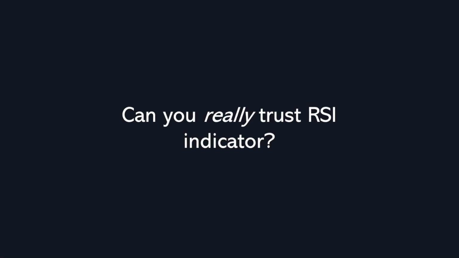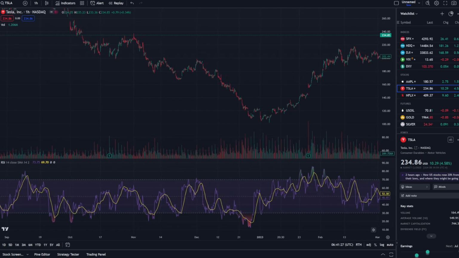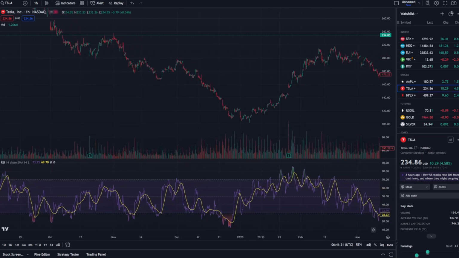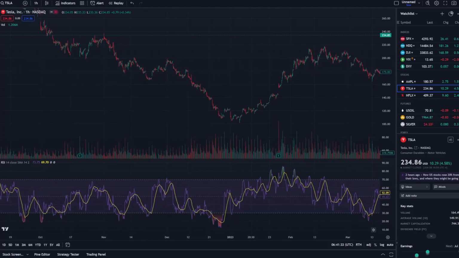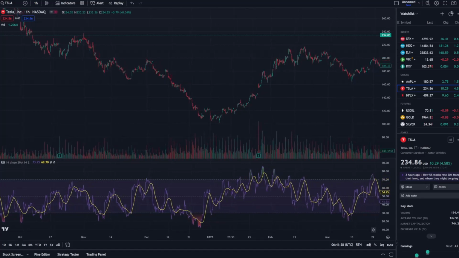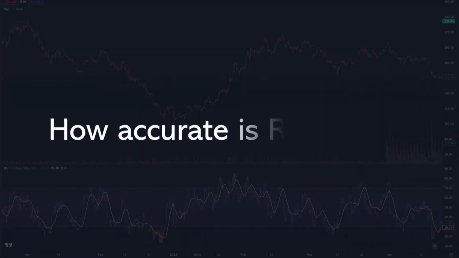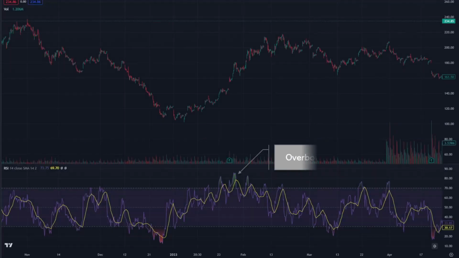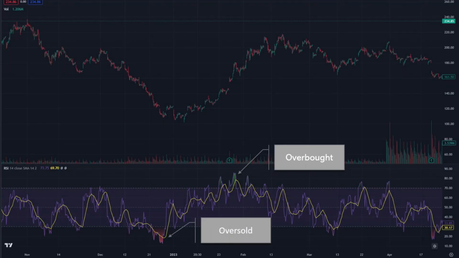Can you trust the RSI indicator? Hundreds of strategies and stock alerts rely on the RSI indicator. The overbought or oversold signal that RSI produces presents long and short entries for many strategies. But how accurate are these signals? Can you trust every time the RSI indicator produces an overbought and oversold signal?